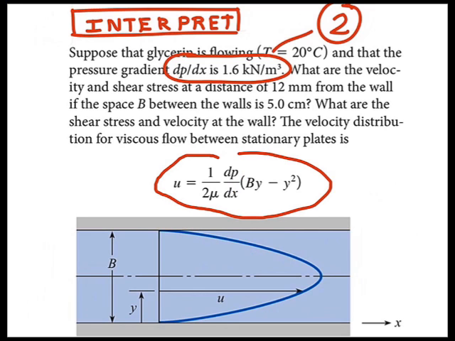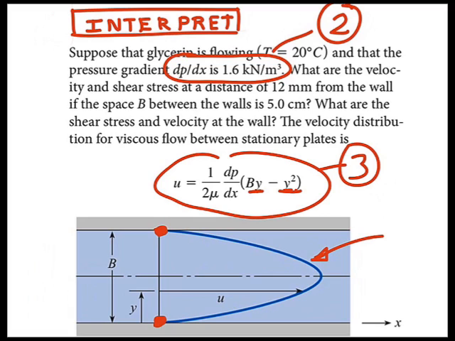What does this equation mean? Question number 3. Because of the y squared term here, this is just the equation for a parabola, as shown in the problem sketch. And notice in here, if you put in a value of y equals 0 here and here, you'll get a value of velocity equals 0 corresponding to the no-slip condition here. If you put in a value of y equals b, you'll get a value of 0 corresponding to the no-slip condition here. And similarly, the maximum velocity is right at the center line of the flow passage.